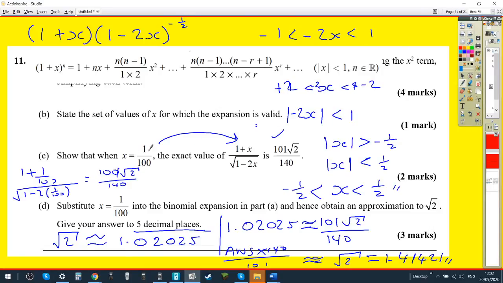Part C, don't be thrown by that. They want you to put that in exactly into the original one. And then part D, sub it into your expansion. Your expansion is approximately equal to this one. And so you just make root 2 the subject. Bit unusual. I thought they would ask for percentage error, something like that. Any questions there?